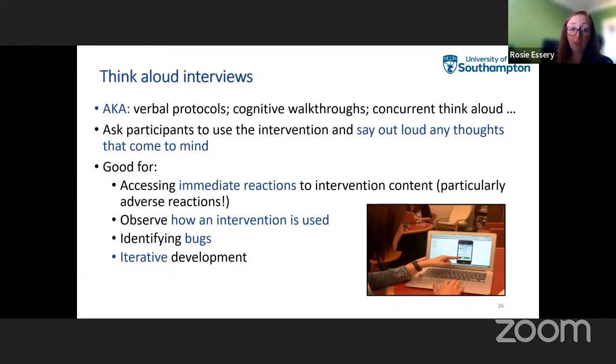And it's also really good for allowing this process of iterative development. So it makes it possible to test some initial content with your first batch of Think Aloud interviews, to be able to then collate some of that feedback, implement some changes on the basis of this, and then test the revised content in the next batch of Think Alouds.